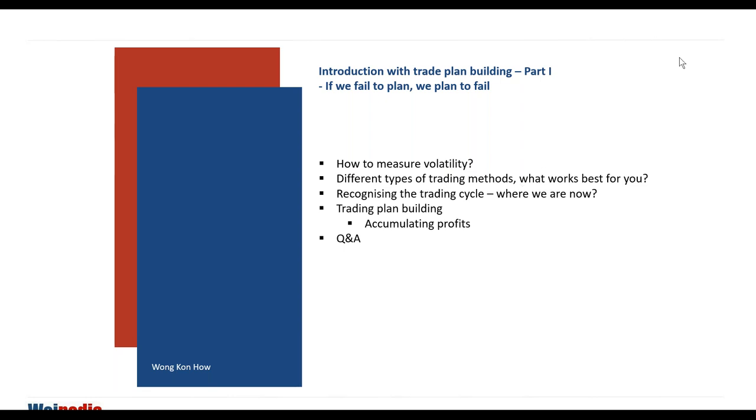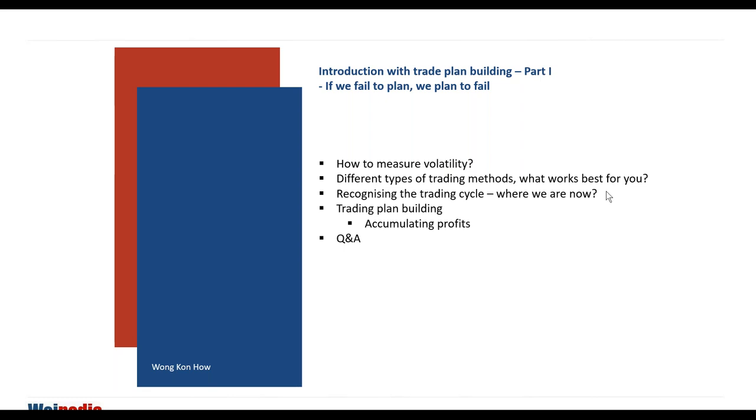methods and what really works for you, according to your personality, according to yourself, what kind of trading method works for you. Then after that, I'm going to bring you to discover the recent market trading cycle or investment cycle. Is it conducive to trade right now? Where are we right now? What opportunity is there right now? We're going to discuss that towards the end.